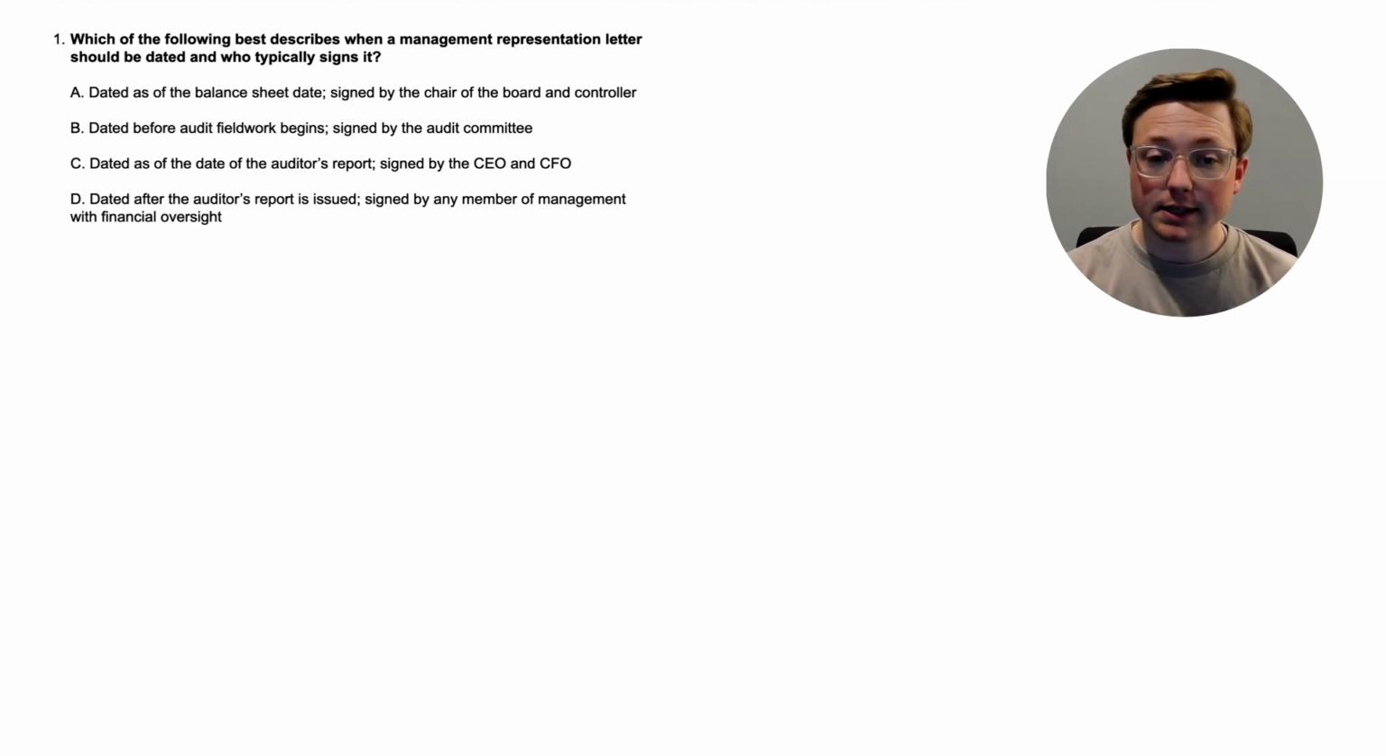Option A, dated as of the balance sheet date, and it needs to be signed by the chair of the board and the controller. Option B, dated before audit fieldwork begins, signed by the audit committee. Option C, dated as of the date of the auditor's report, signed by the CEO and CFO. Or option D, dated after the auditor's report is issued, signed by any member of management with financial oversight. So again, which of these is describing when a management representation letter should be dated and who typically signs it?